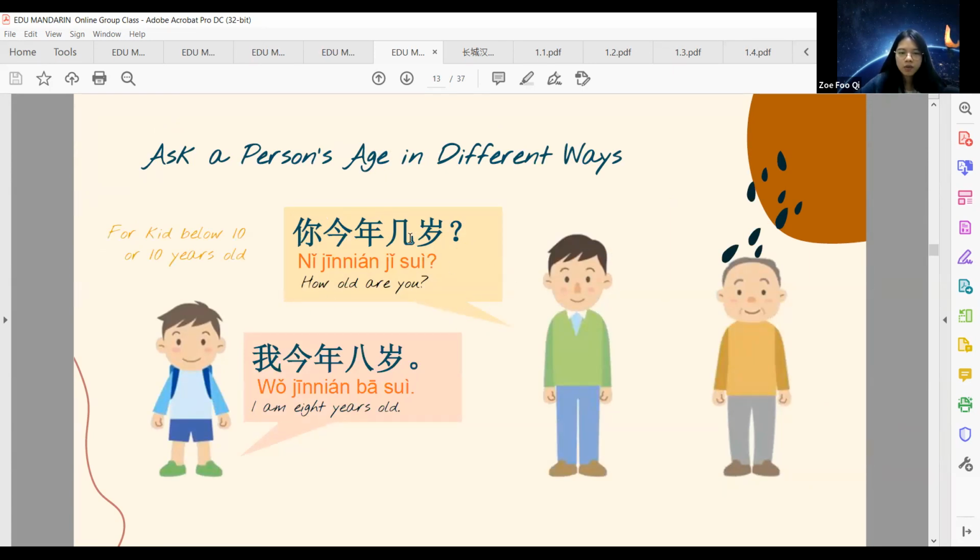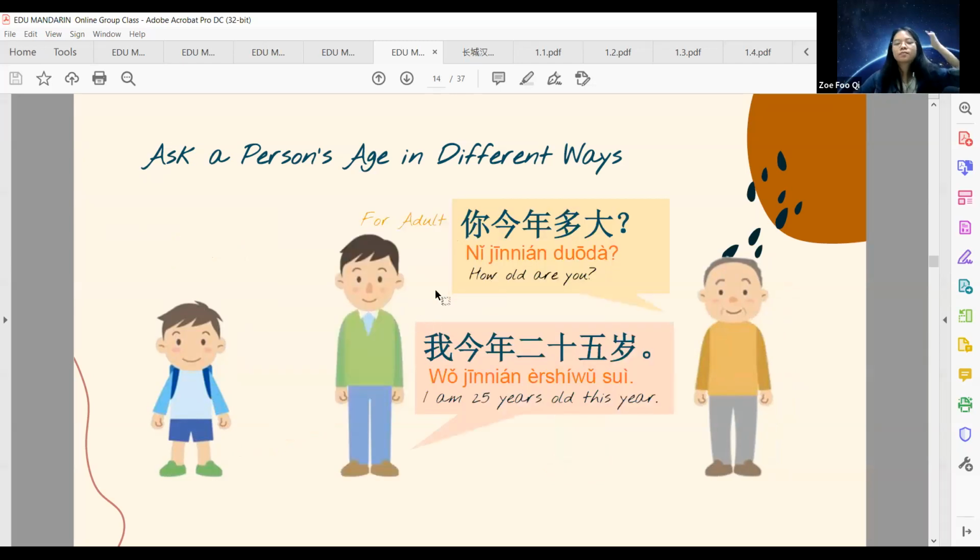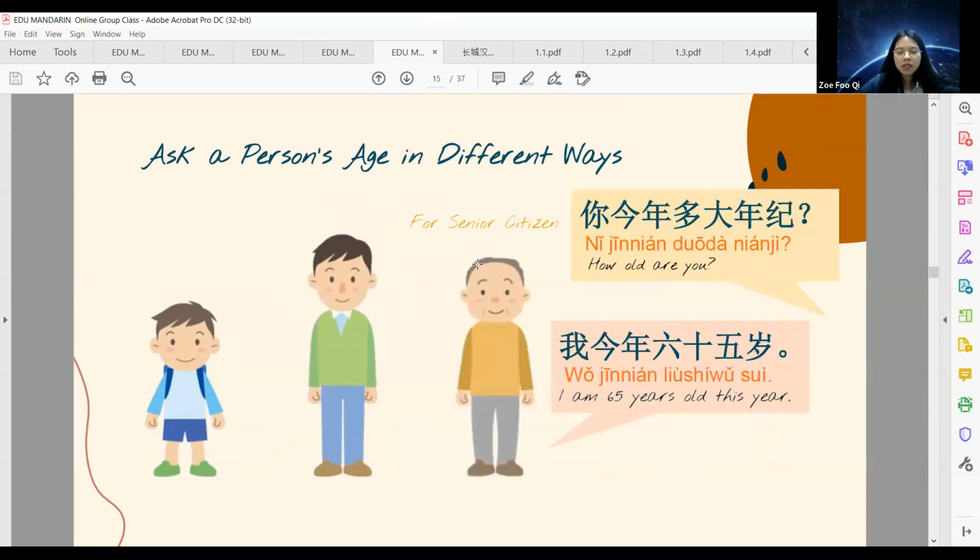Okay, so this one you need to take note of. 我今年, I this year, and then we answer the question how many, then you put 岁 as the age. Okay, so this one is for the adult. Then you use 你今年多大? Use how old. Use this 多大.